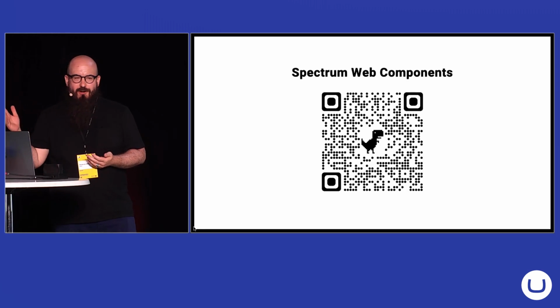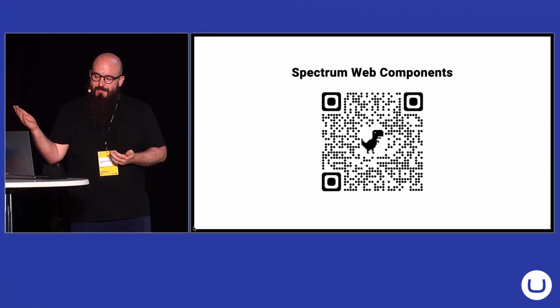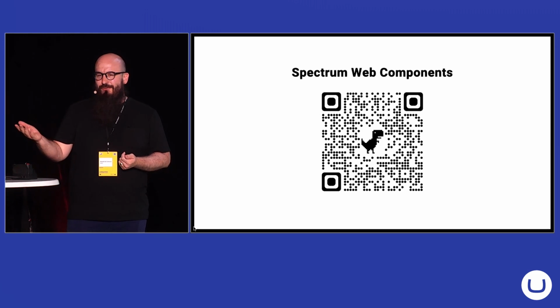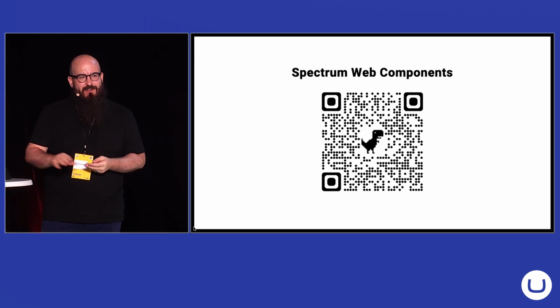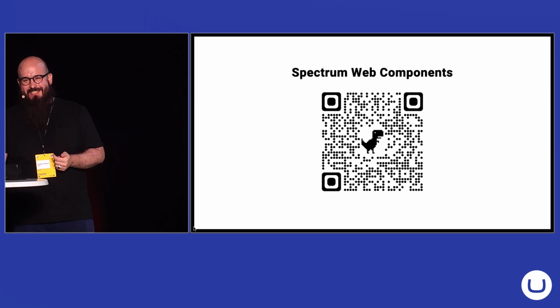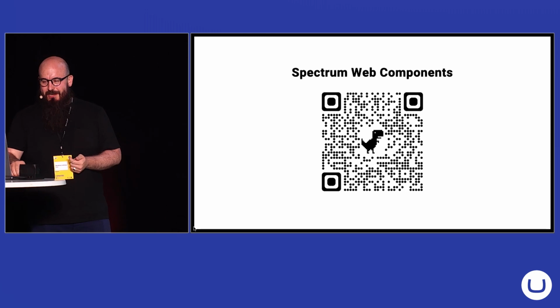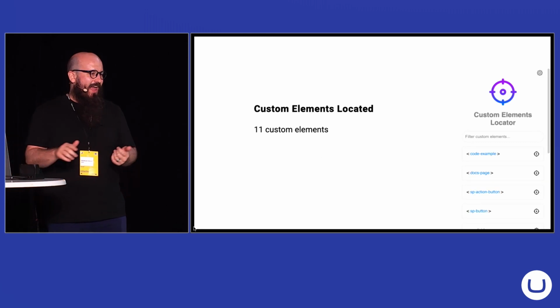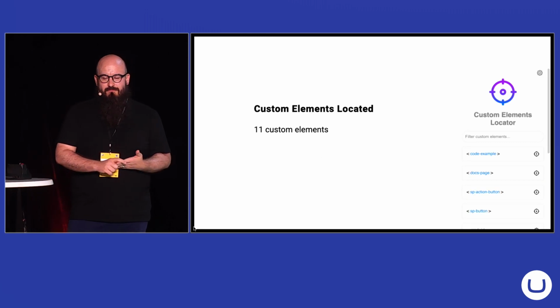And if you are entrepreneurial or ingenious and you've already installed your Custom Elements Locator, you can follow this QR code and take a look right now at how many custom elements are leveraged on this page. But I won't bury the lead, and I'll tell you there are 11.